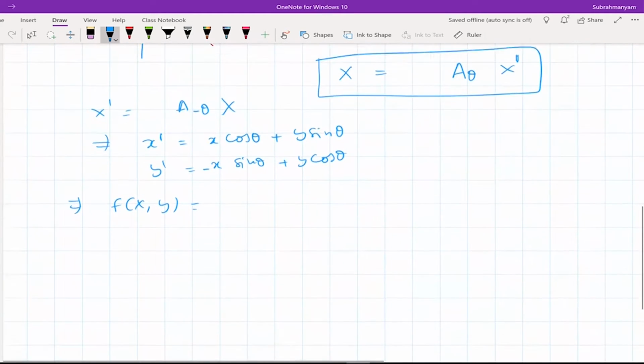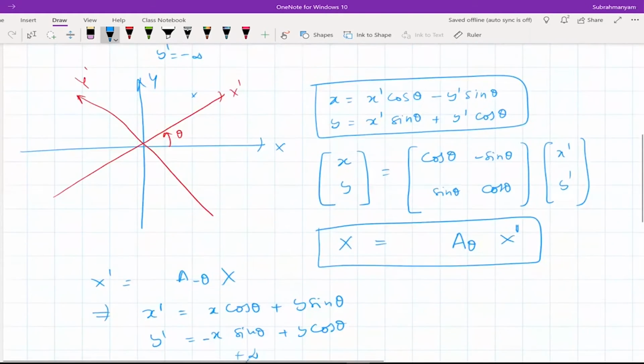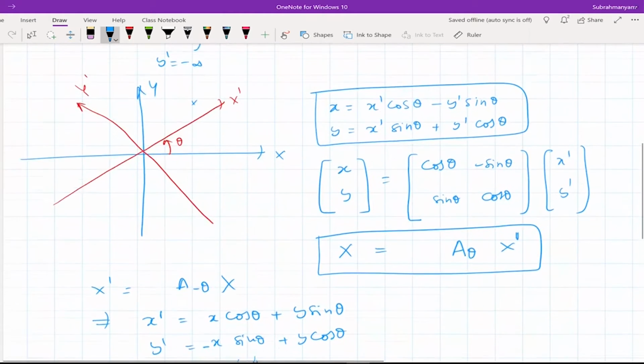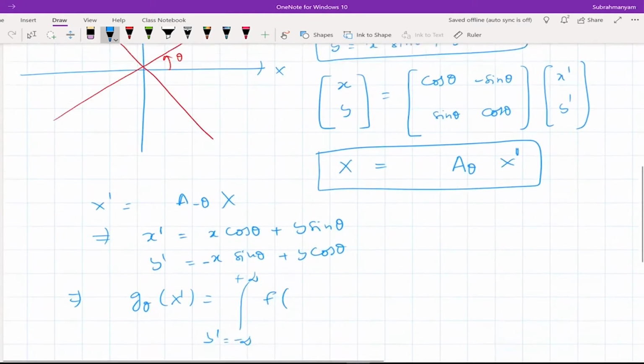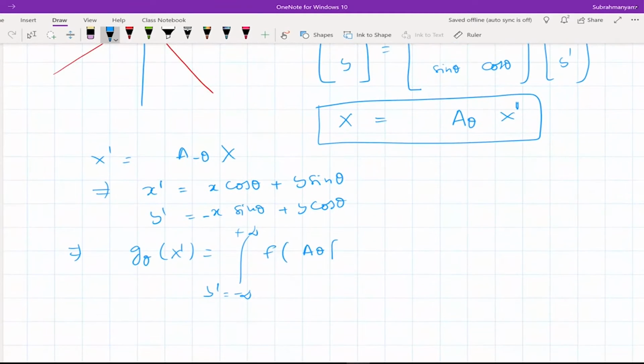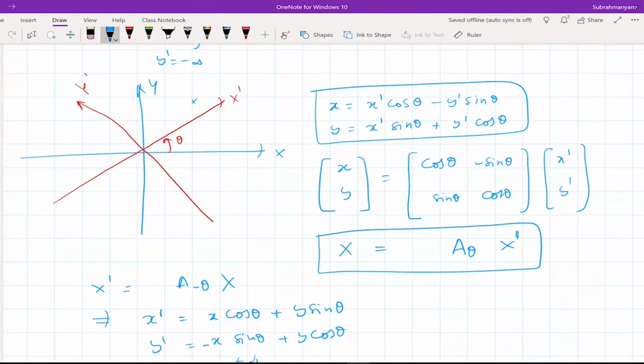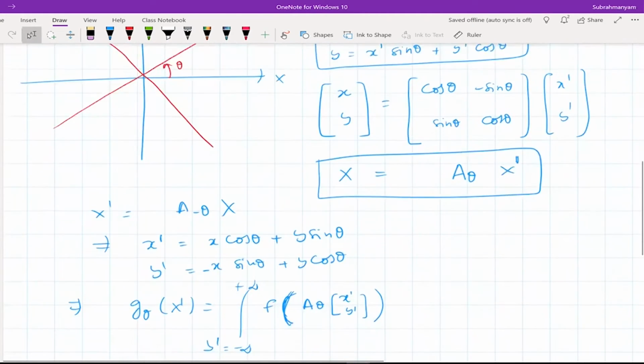g theta of x dash, let me directly write that expression, because we have written it n number of times already. So g theta of x dash is the integral over y dash varying from minus infinity to plus infinity of f of, okay, this x, y, let me write it as, you will see this notation would be convenient as I move on later, A theta times x dash, y dash. This is how I am writing it. This is basically this expression x, y, A theta times this only. I am just putting x dash, y dash into dy dash.